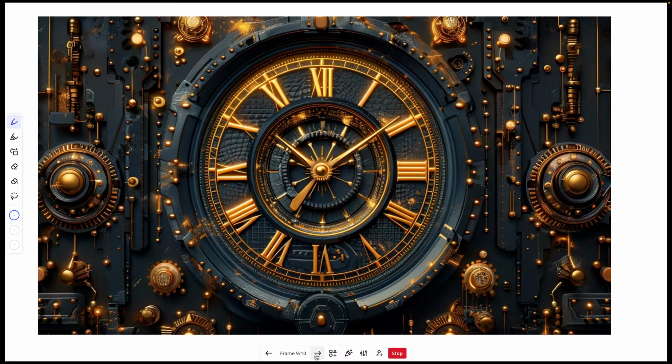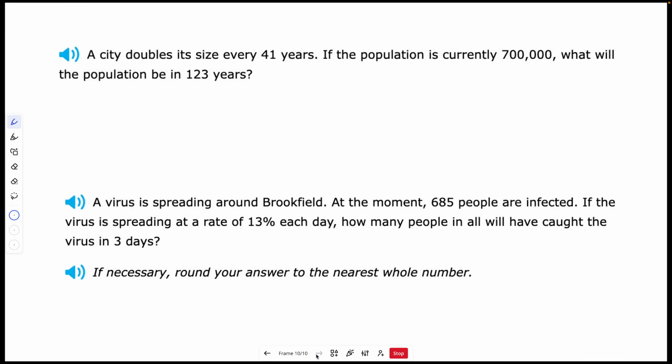All right, here's our cool clock for today, which means that it is time for you to practice what you just learned. Go ahead and pause the video and try these 2 problems on your own. And when you're ready, you can unpause the video and we'll check your answers.